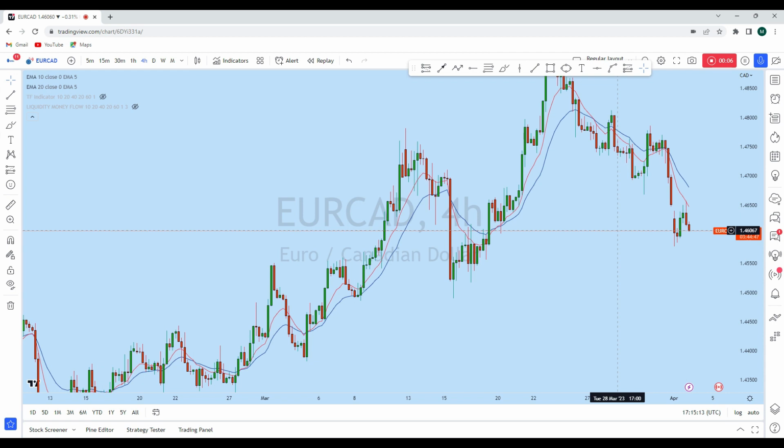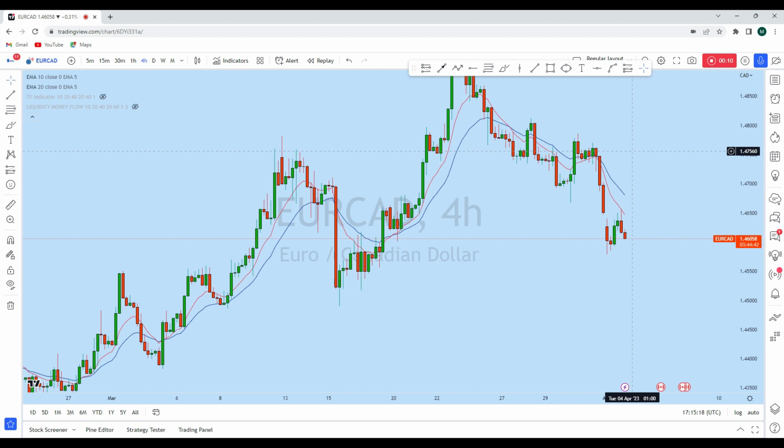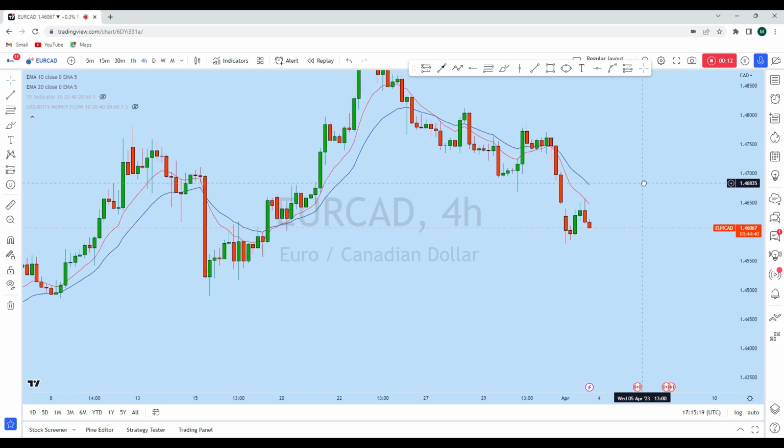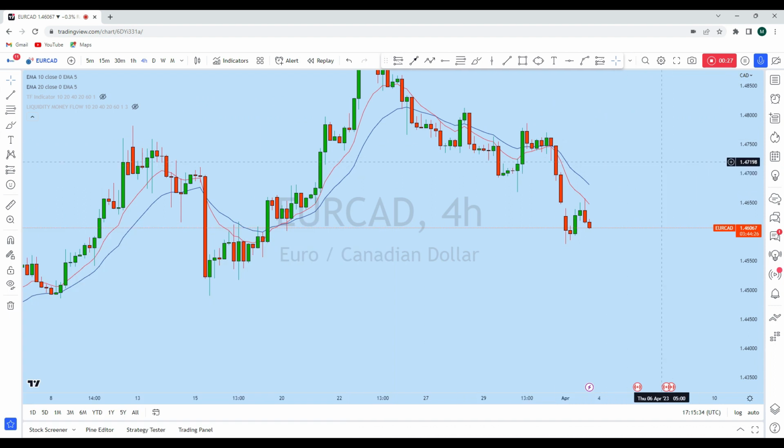Let's see what kind of trading opportunity we currently have in this instrument. As you can see from the lower time frame perspective, EURCAD is giving us a significant trading opportunity after the market opening. Before we discuss how we can trade, let's look at the bigger picture to see the general direction in the market, and then we'll jump onto the lower time frame to see how we can trade EURCAD.